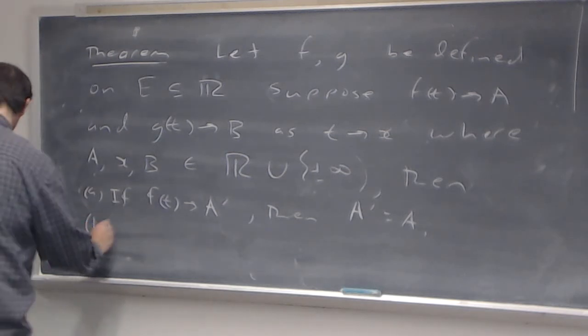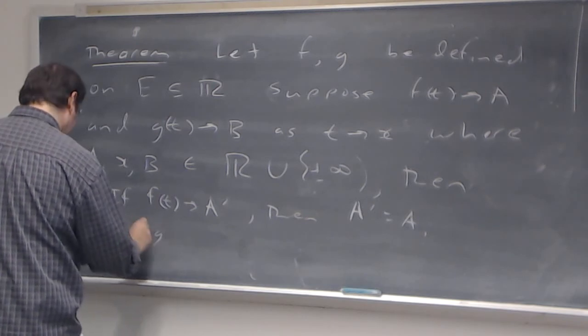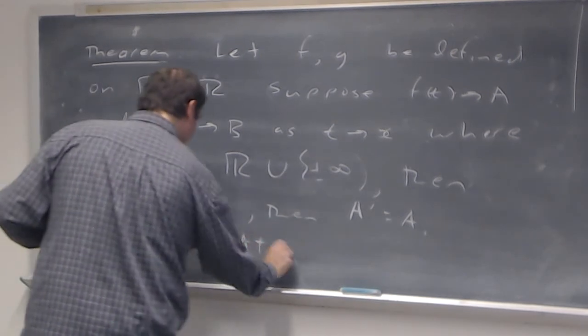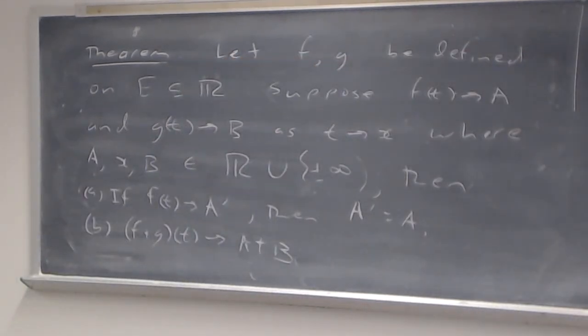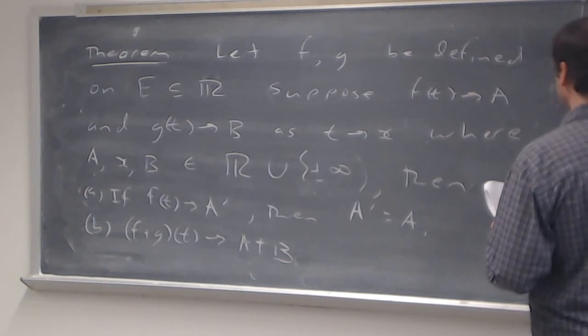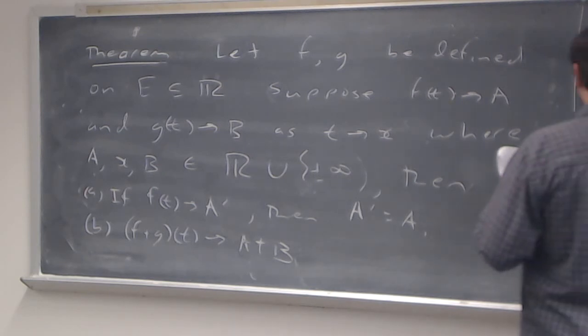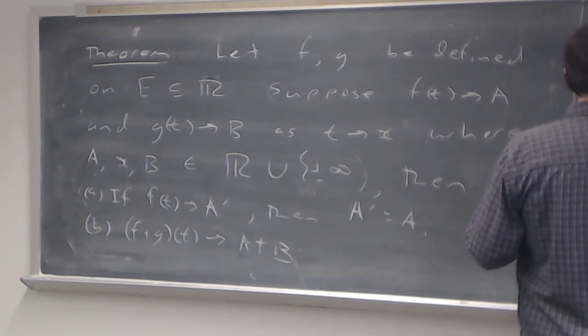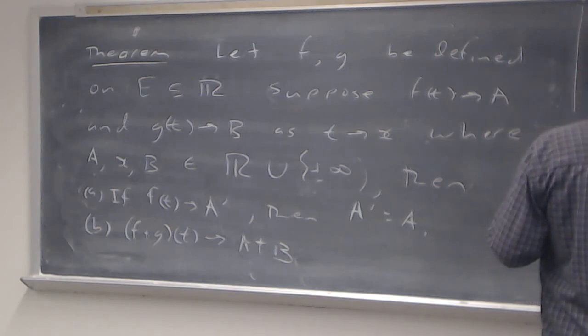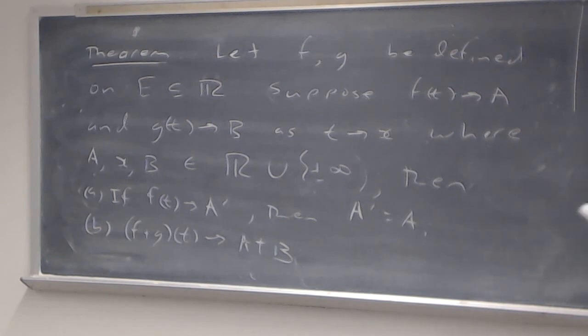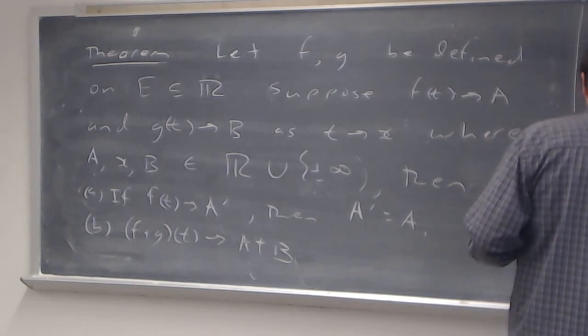Sorry. Part B. F plus G acting on t tends to A plus B. Part C, F times G acting on t goes to A times B. Part D, F over G acting on t goes to A divided by B. And these all were true provided A plus B, A times B, and A divided by B are defined.